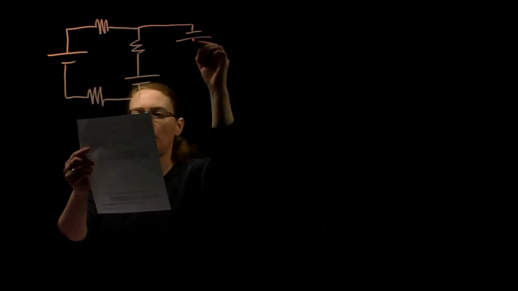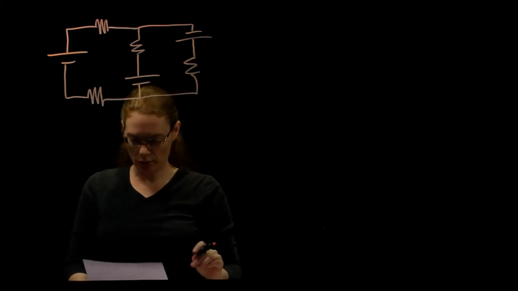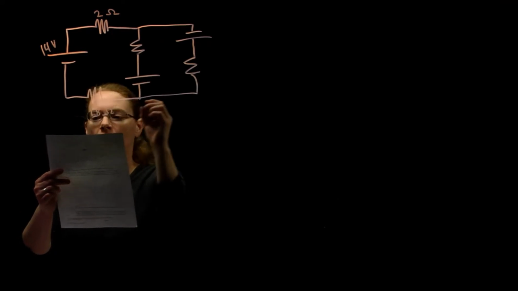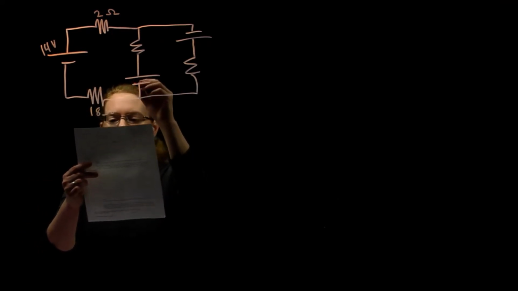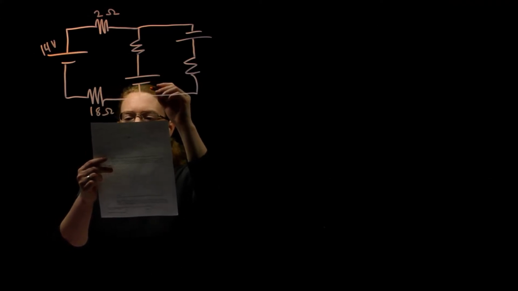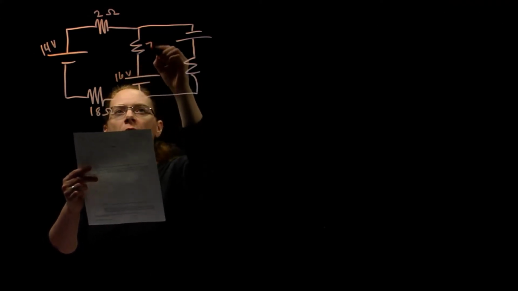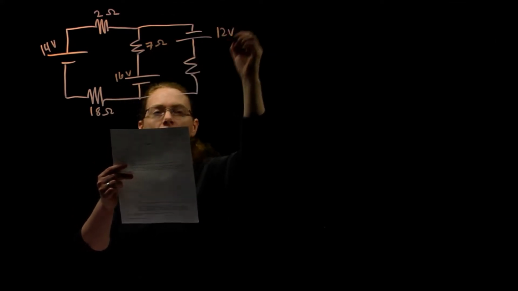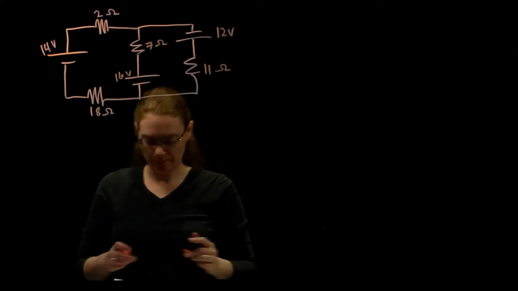I'm going to have lots of batteries and lots of resistors to make it more interesting, because why would we want to do a boring problem? Alright, backwards battery, resistor. So it looks like 4 resistors and 3 batteries. I've got 14 volts here, a 2 ohm resistor, an 18 ohm resistor, and 16 volts, 7 ohms, 12 volts, 11 ohms. Oh my goodness, look at all this stuff.